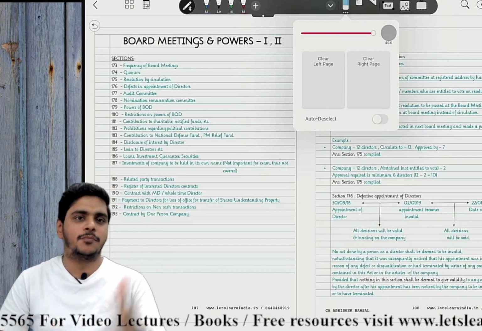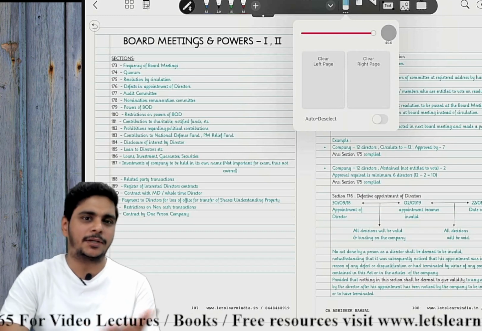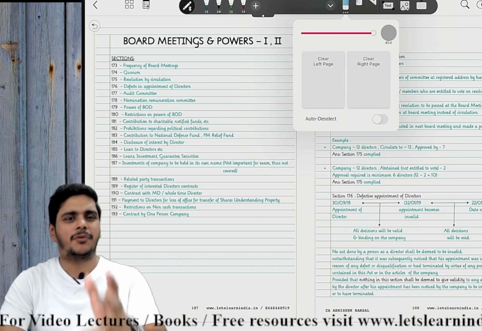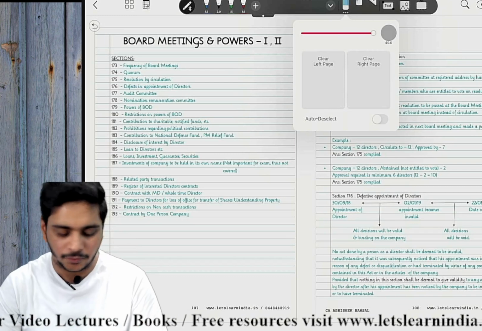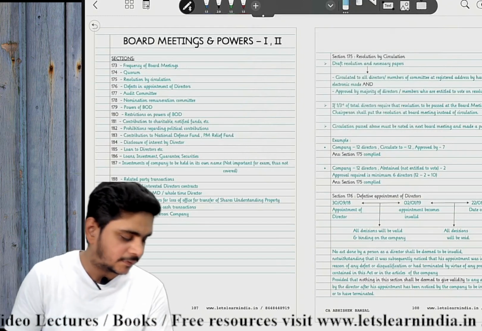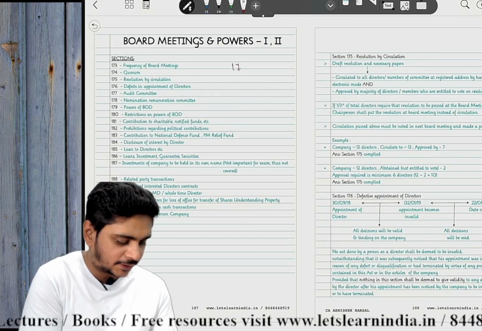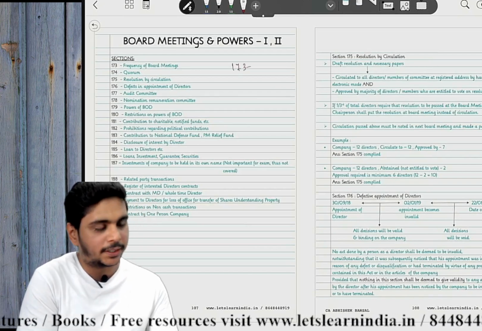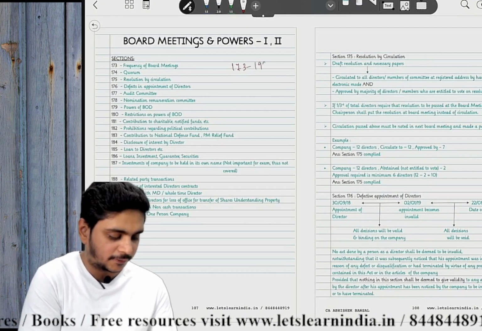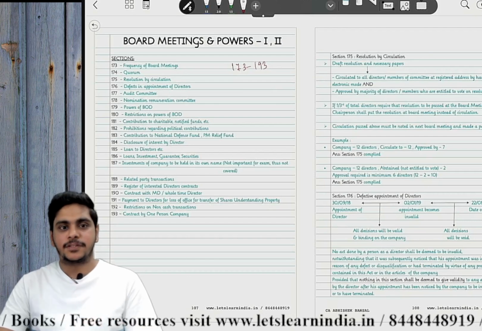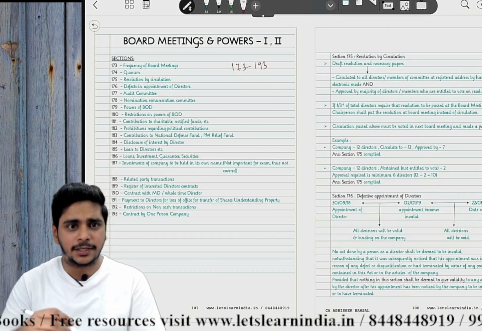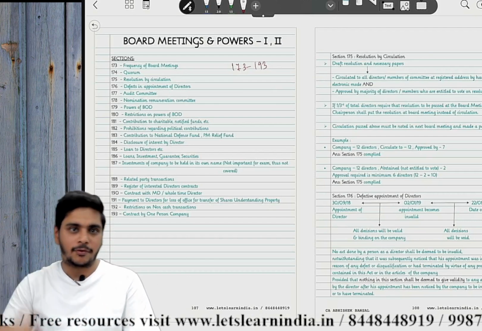It is meetings of board and its powers. There are part 1 and part 2 in our book, but ideally in the model it's only one part. So we start with board meeting and powers. There are a lot of sections. It starts on section 173 and goes till 193. 94 and 95 have been deleted by the government. I have not deleted it, the government has only deleted.